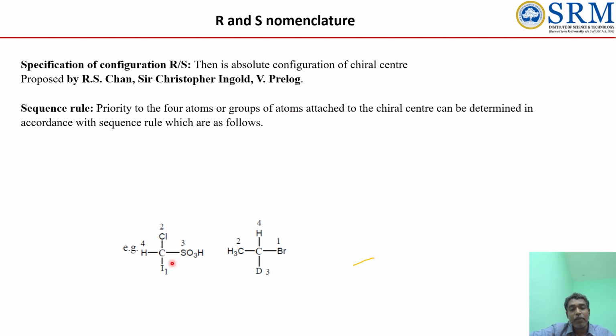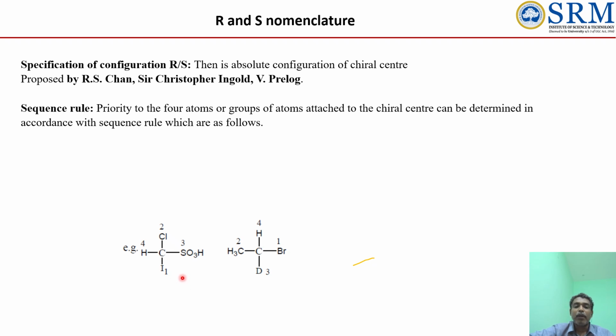In this case, for example, I have a chiral carbon here. Why do I call it chiral? Because all the substitutions are different and there is an absence of a symmetry element. So how do you give this number? You follow the atomic number. The higher the atomic number, the higher the priority for the given substitution. For example, the atomic number of iodine is way higher compared to sulfur. So this is assigned 1.